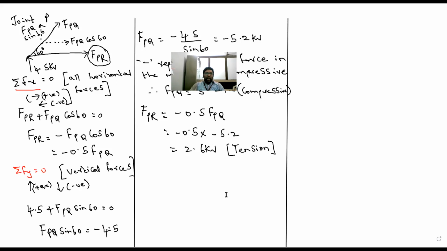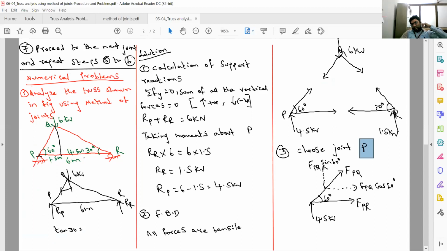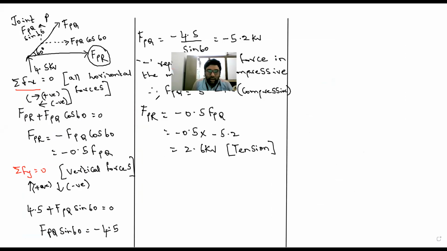Now, I will take you to the PDF once again to make you understand which joint we need to go ahead with. All of you can see on the screen here, we have chosen joint P. We got PQ. We got PR. What else is left? QR is left. So let us take joint R. Okay. Now, joint R.